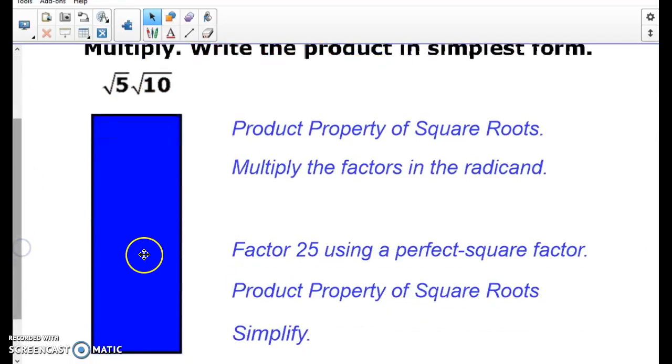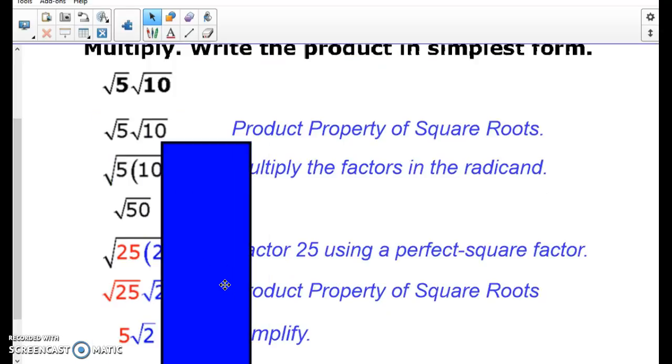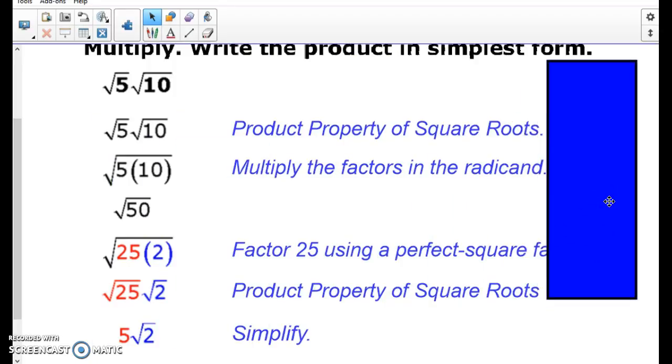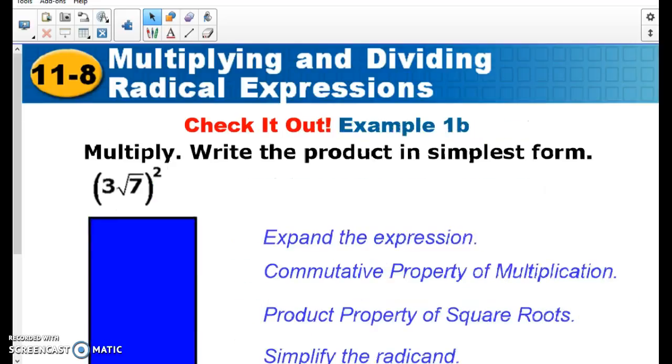Here's one that the book explains, and I agree with. So 5 square root of 5 times square root of 10 is square root of 50. And we break down 50 into 25 and 2. And then the square root of 25 is 5. So I'm left with 5 root 2.